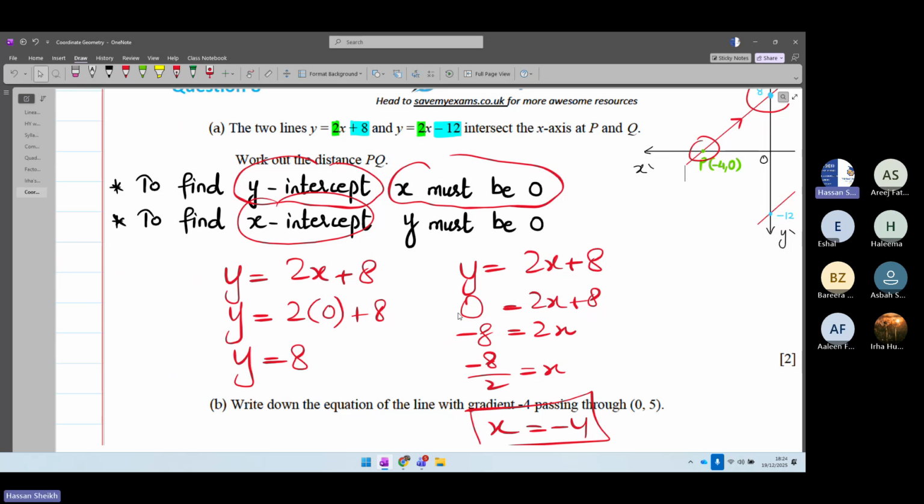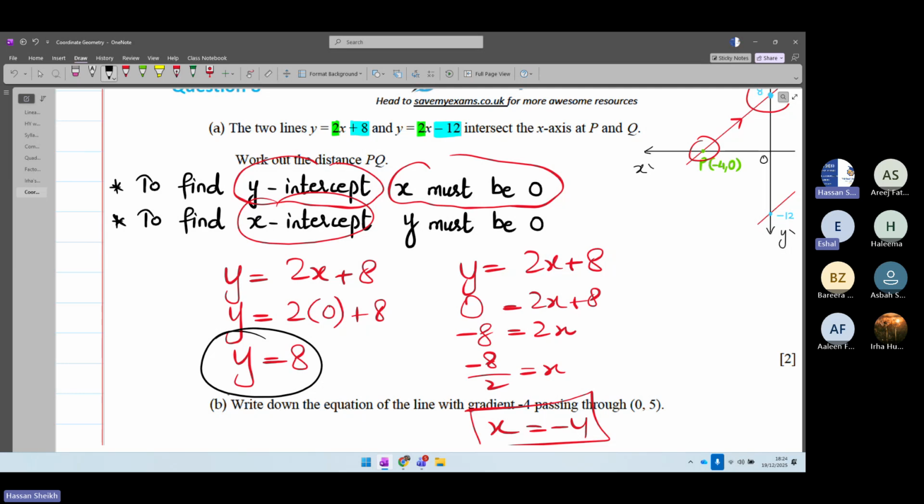Y equals 2x plus 8. Is that the first equation? Y equals 2x plus 8 given in the question. Yes. Now tell me how I will find the y-intercept. Obviously by substituting x as 0 in this equation. When we substitute x as 0 in this equation, what have we got?